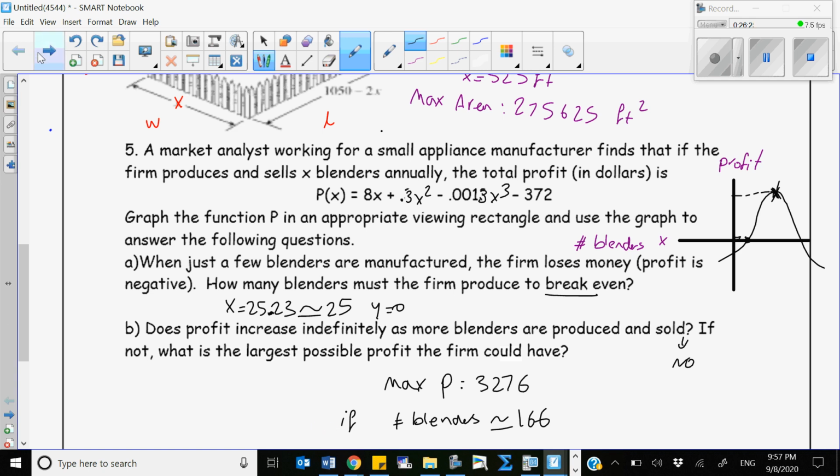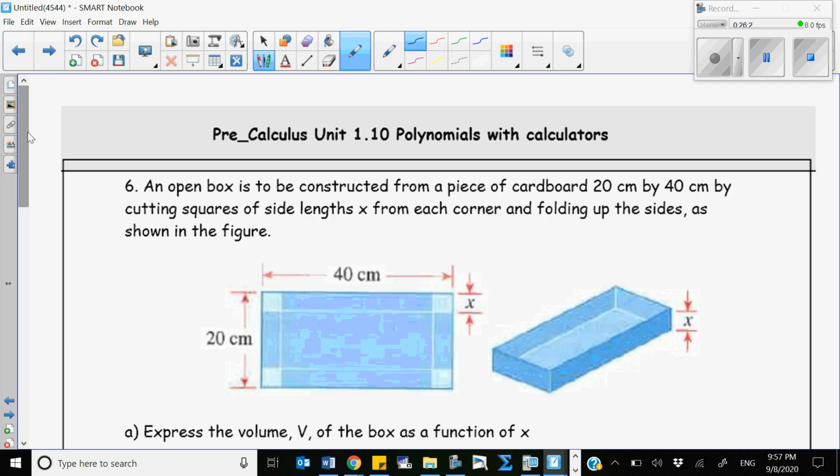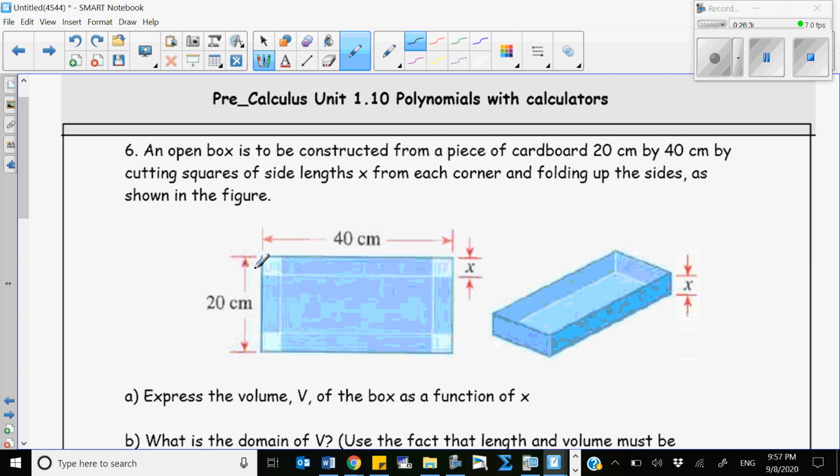Let's go to the next problem. We have an open box here. We want to make this open box. An open box is to be constructed from a piece of cardboard 20 centimeters by 20 centimeters by 40 centimeters, by cutting the squares of side length x, like these little squares from each corner, and folding up the sides as shown in this figure.